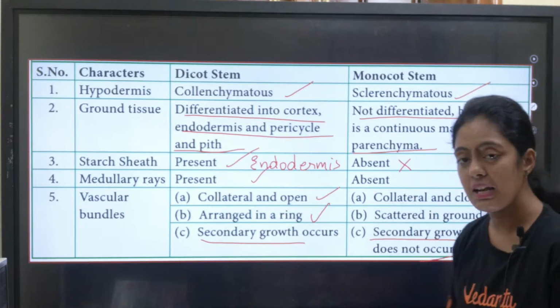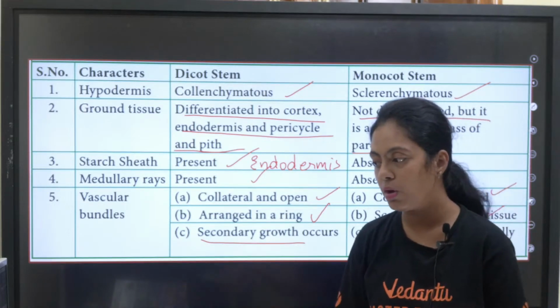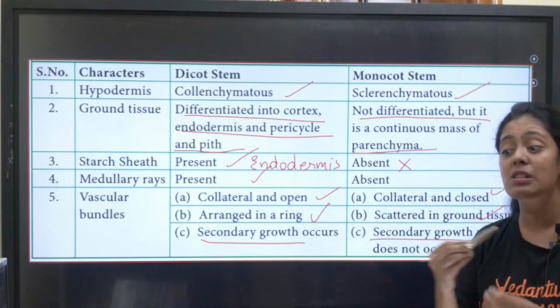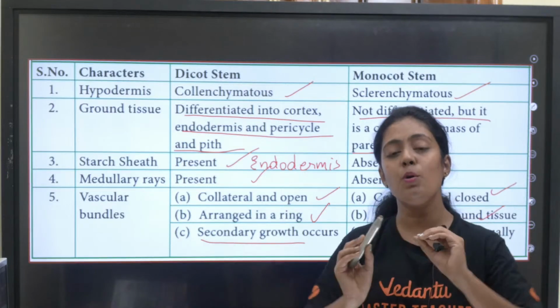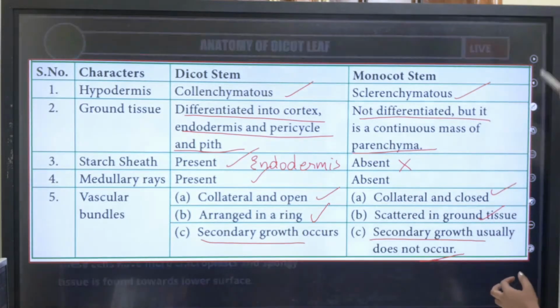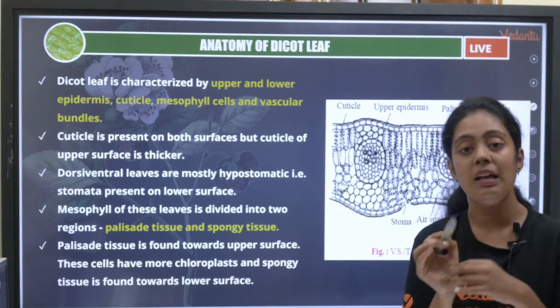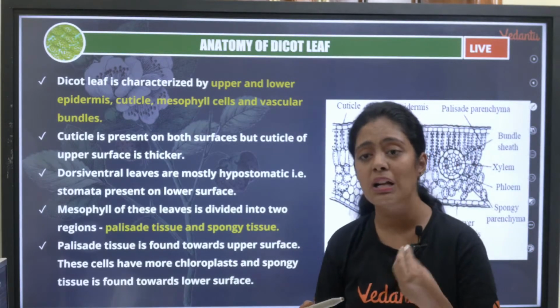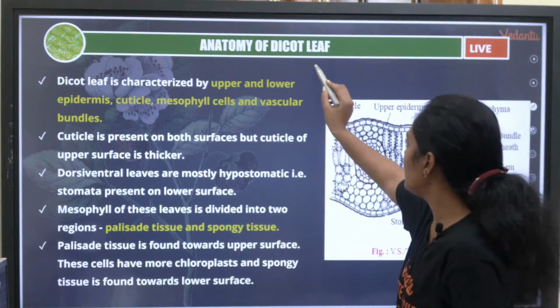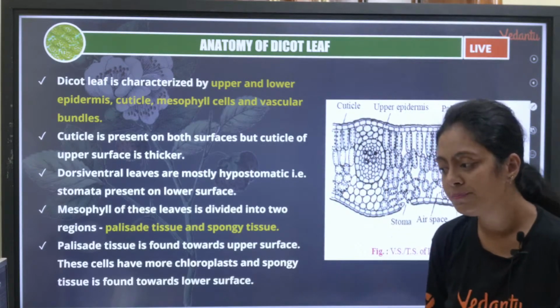Okay, if it is clear, now we will move on to dicot leaf and monocot leaf. Okay, the last part. Then we will discuss a lot of questions that will help you clear the entire concept clearly. Shall we continue? Yes. Dicot leaf. Can anyone tell me what a dicot leaf is otherwise called?